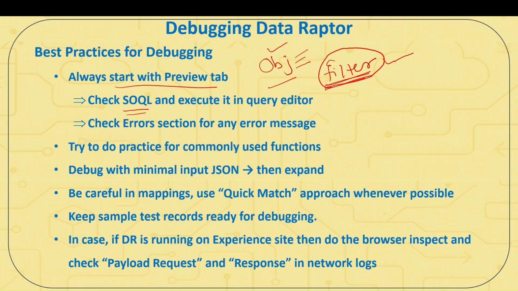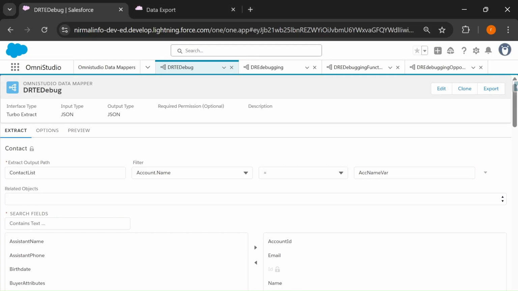If SOQL is formed and you are still not able to see any data, it means what? Data is not present in the org, or some other issues are also possible. Most probably it's a data issue. In case you want to try some other input, you can copy the same SOQL and execute the query in the query editor to check whether data is returned or not. At the same time, you can also see the error section on the same page if any error message is shown there. Let me show you some examples to understand these steps.